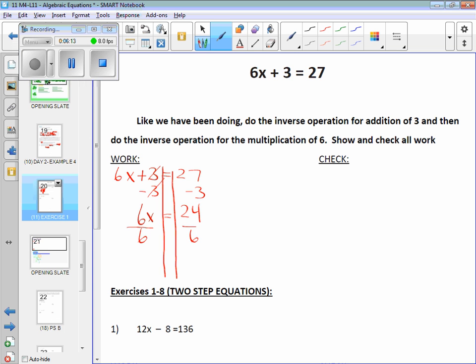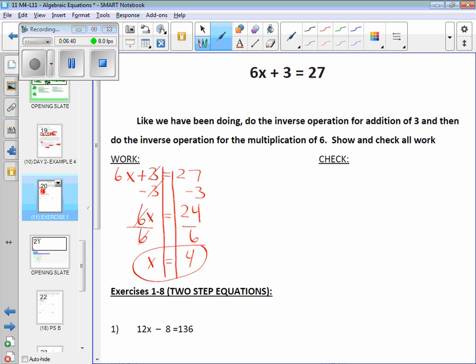What cancels out on the left side? Say goodbye to the 6's. What's still left? X is left. Almost done. 24 divided by 6. Got it. Circle it.